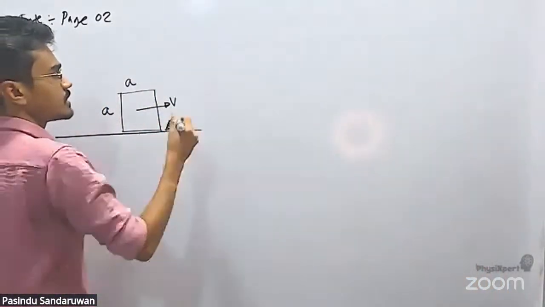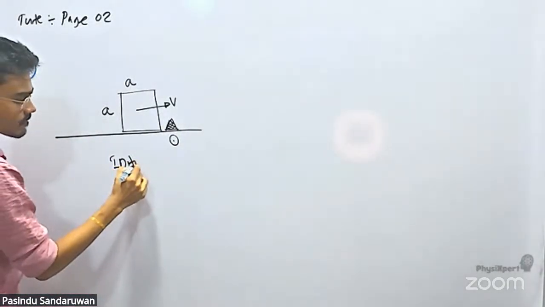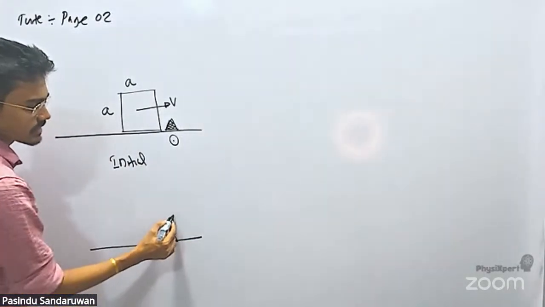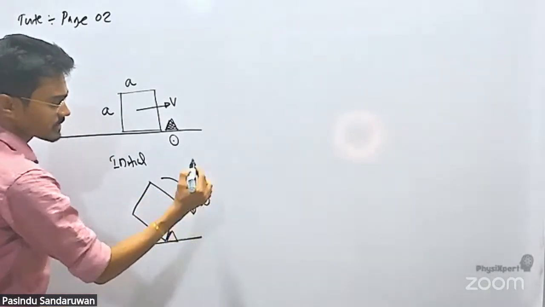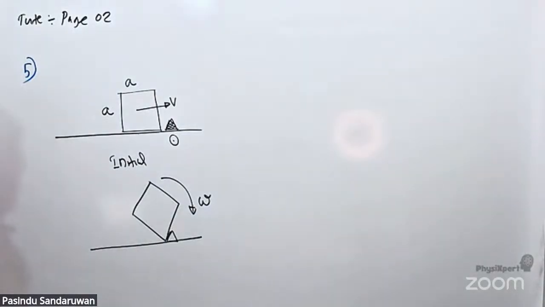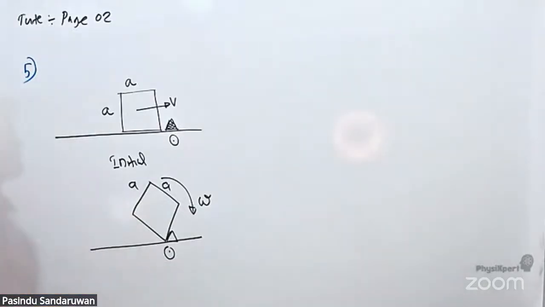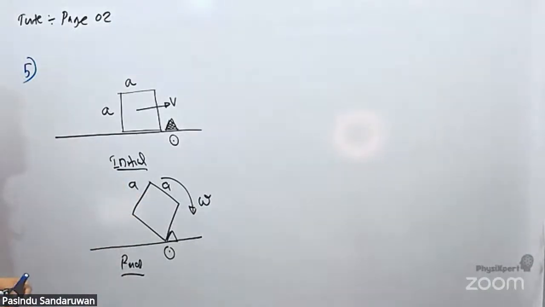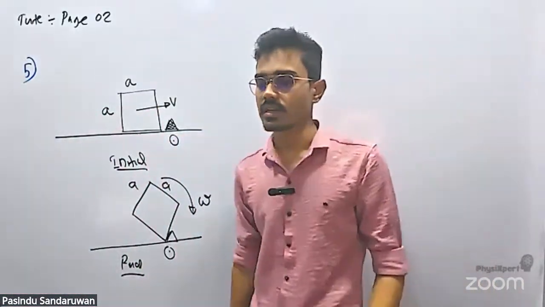Now, if you are drawing both scenarios, this is initial. And finally, something like this. It is rotating around this. Final should be something like this, isn't it? Right? Any answers before I start?